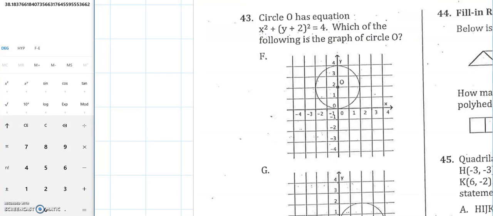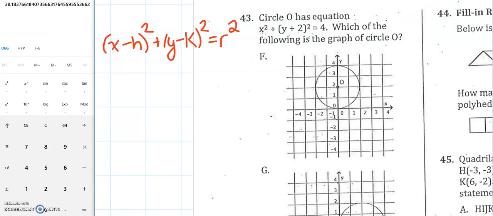Now in number 43, they're asking us to match the equation with the graph of a circle. Now if you remember the generic form of any circle, it's x minus h squared plus y minus k squared equals the radius squared. Now, when you look for h and k, you're looking for what's being subtracted from the x and y value, and that's going to give you your center, h and k. And then you're going to take a look at the number at the end of the equation, and that's going to be your radius squared.